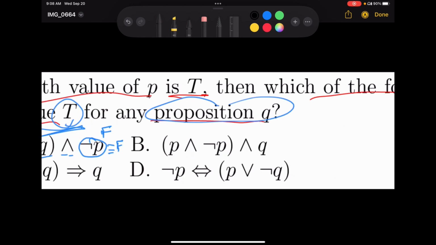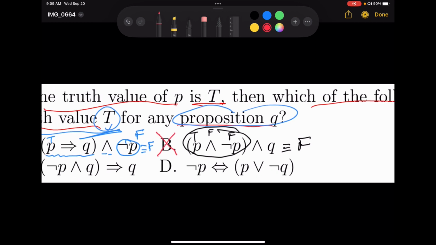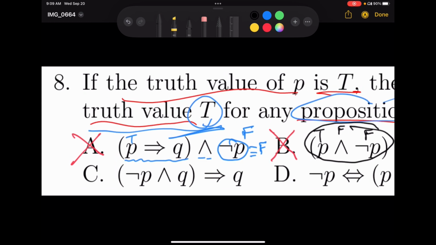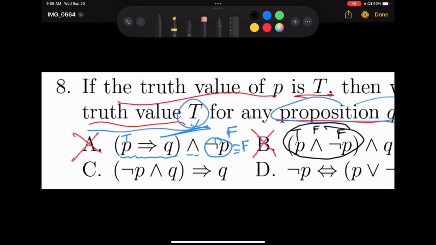b ብንመለከት ደግሞ p and the negation of p and q ነው የሚለው okay ለዛ p it is true definitely negation of p it is false, true and false that is false okay so this thing is false so if this is false this will always be false okay q true and false it will always be false therefore b is definitely not an answer because we want the compound proposition to be always true regardless of the truth value of q.